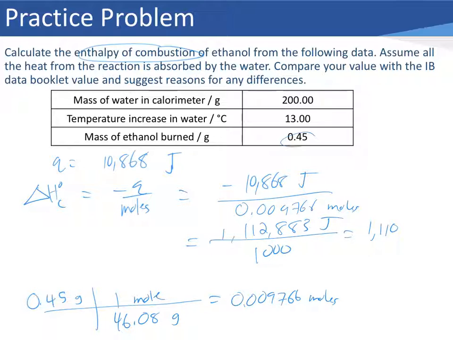How many significant figures can we have? Oh, we can only have 2. Sorry. Let's call it 1,100 kilojoules per mole. 1,100 kilojoules per mole.